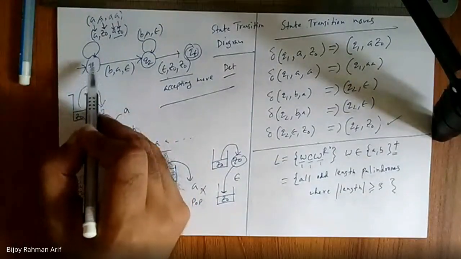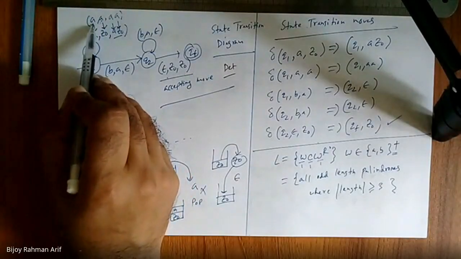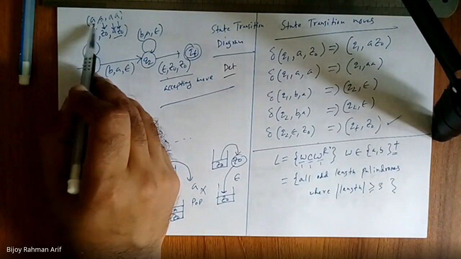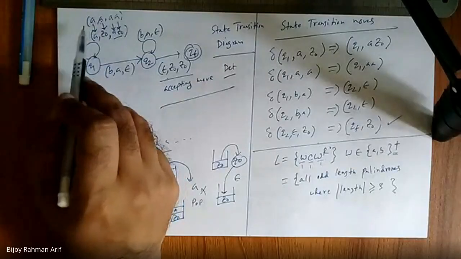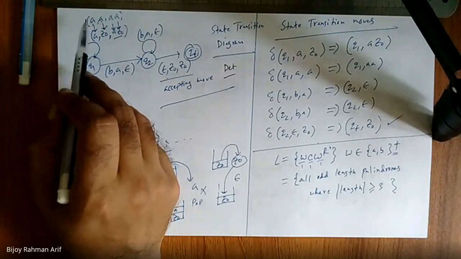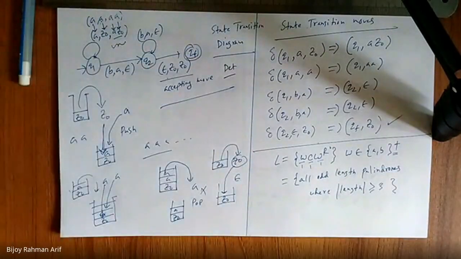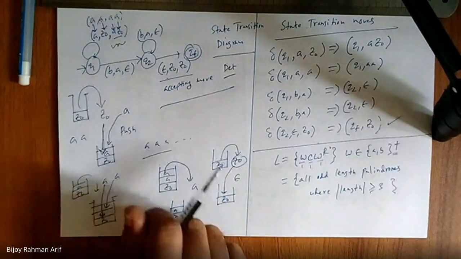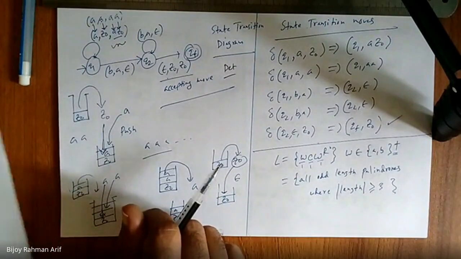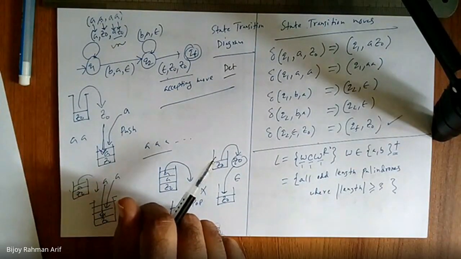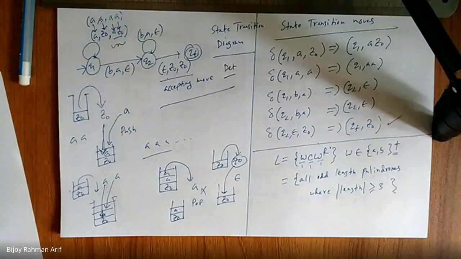No, sir. Here, see in Q1 we have a move on A with A, and on A with Z naught. We don't have a move on B with A, on B with Z0, or on A with B. Forget about the stack, it is nothing like the finite automata. Still it is deterministic. Why?